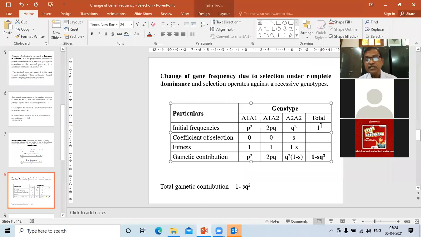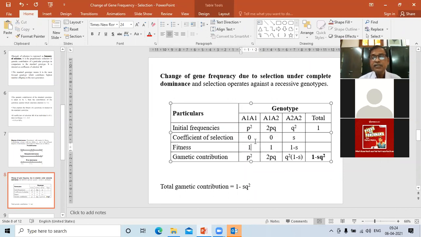And the coefficient of selection means contribution of offspring to the next generation. Coefficient of selection means proportional reduction in gametic contribution. There is no reduction in gametic contribution.